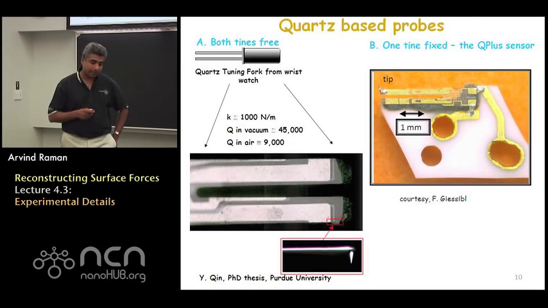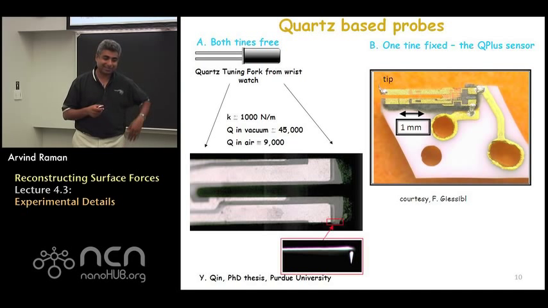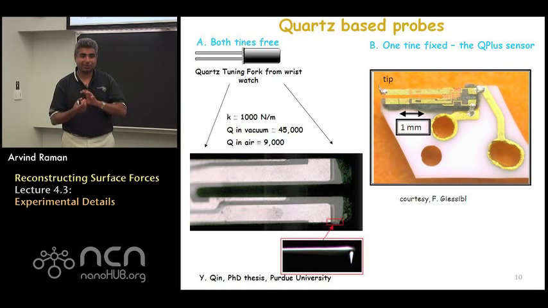Now, at the end of the day, one also needs to take this tuning fork and attach a tip to it. There are many ways of doing it. One can deal with many kinds of tips, and if one is interested in having AFM tips in particular, as shown on the bottom left, you can actually take an AFM cantilever, break it off, and attach it to one of the tines.